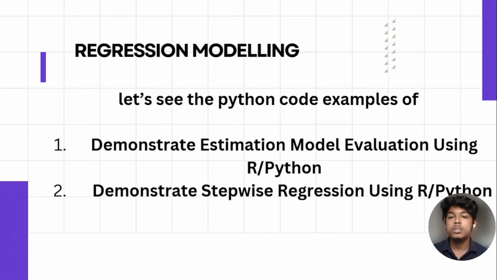Now we will be discussing Python code of estimation model evaluation, which is another form of linear regression, and demonstrate stepwise regression using Python. We will not get in depth with stepwise regression because it is tough. It is a topic of its own, but I will give you a basic idea. So let's see what is stepwise regression.